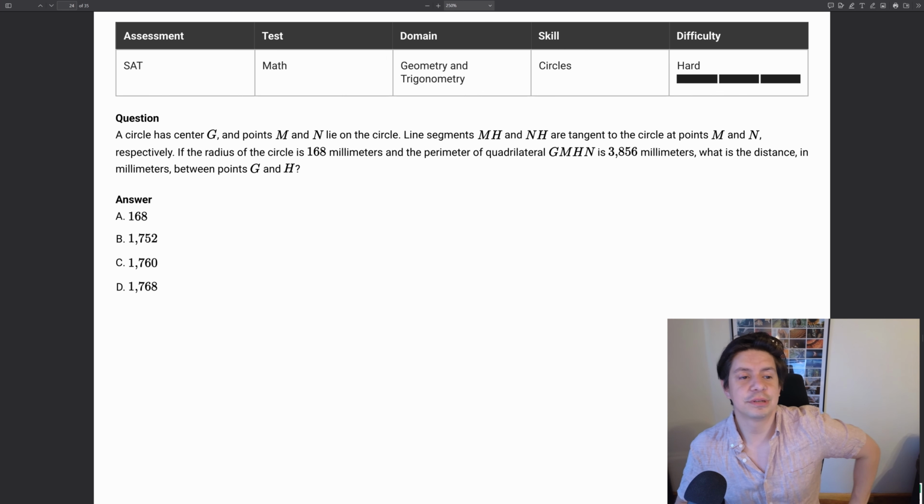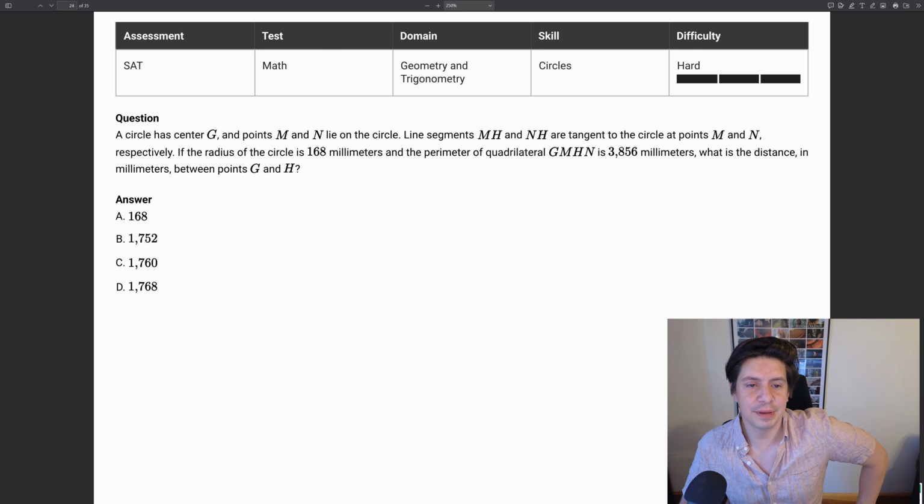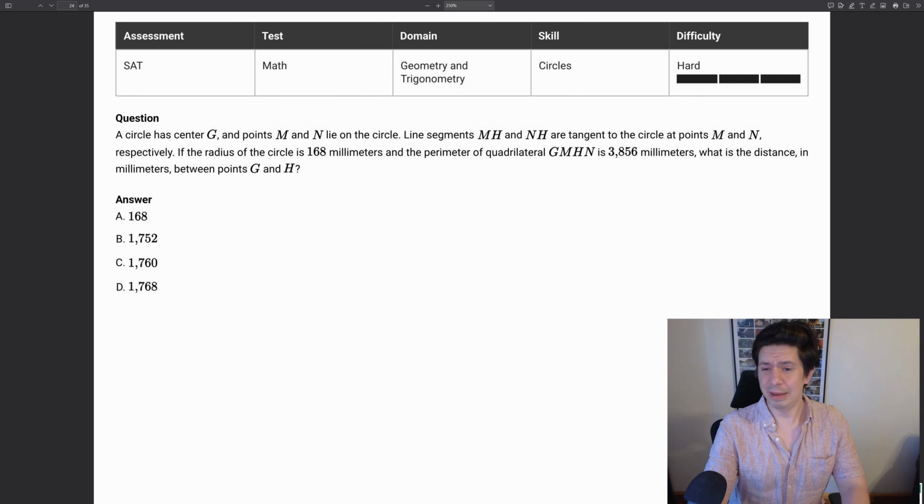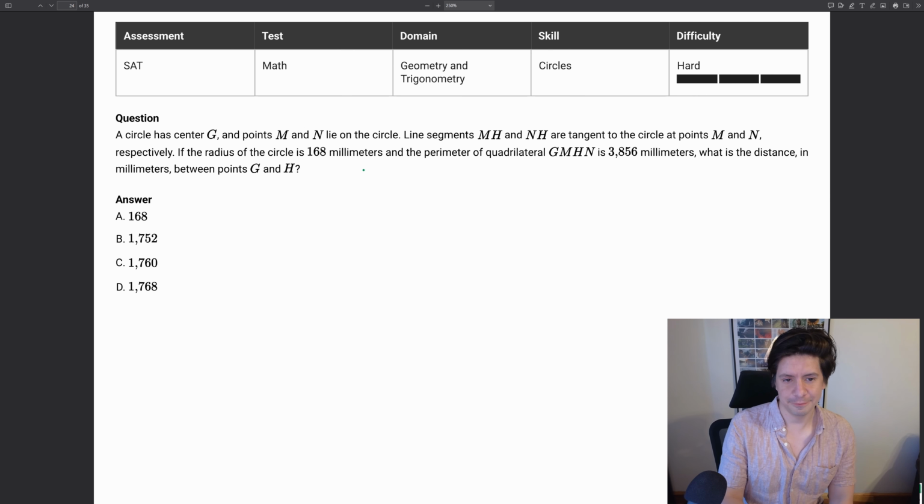All right, and then we have this one here. A circle has center G and points M and N lie on the circle. Line segments MH and NH are tangent to the circle at points M and N, respectively. If the radius of the circle is 168 millimeters and the perimeter of quadrilateral GMHN is 3,856, what is the distance in millimeters between G and H? This one's more creative, so we'll have to draw it out first. This might be the hardest circle question we have.